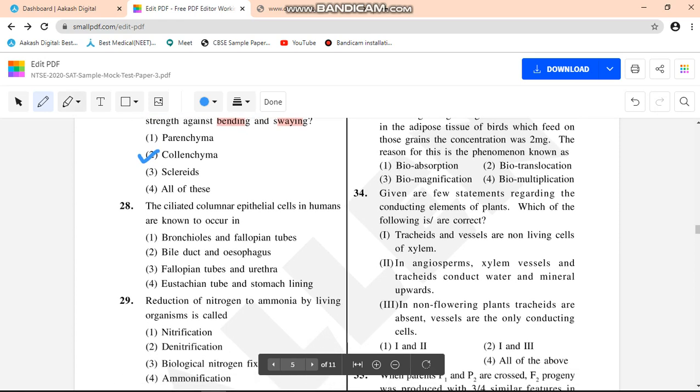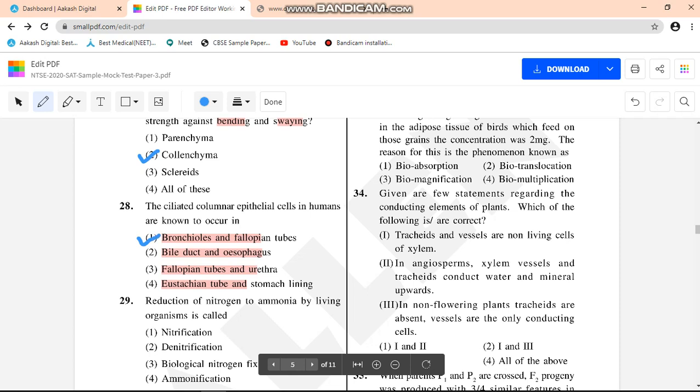support to plant. And our next question, question number 28 is, the ciliated columnar epithelial cells in humans are known to occur in. Our first option is bronchioles and fallopian tubes. Second option is bile duct and esophagus. Third option is fallopian tubes and urethra. Fourth option is eustachian tube and stomach lining. So friends, our first option, bronchioles and fallopian tubes, is correct.